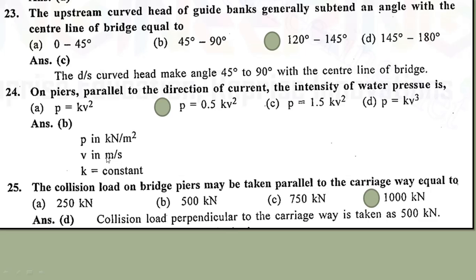P is the pressure. The collision load on bridge piers may be taken parallel to the carriageway equal to 1000 kilonewton. The collision load perpendicular to the carriageway is taken as 500 kilonewton. So the collision load on a bridge pier: if the load is parallel to the carriageway, it is 1000 kilonewton, and if the load is perpendicular to the carriageway, it is 500 kilonewton.